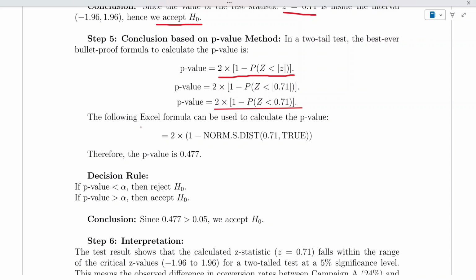Also, one can use Excel to calculate the p-value. The Excel formula to calculate the p-value is equals 2 star 1 minus NORM.S.DIST 0.71, TRUE. This Excel formula is the same as the theoretical expression of the p-value. Therefore, the p-value comes out to be 0.477. Decision rule: if the p-value is less than alpha, then reject the null hypothesis. If the p-value is greater than alpha, then accept H0. Conclusion: since 0.477 is greater than 0.05, we accept H0.